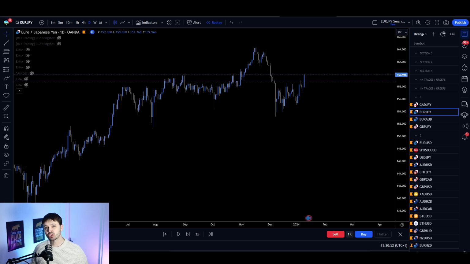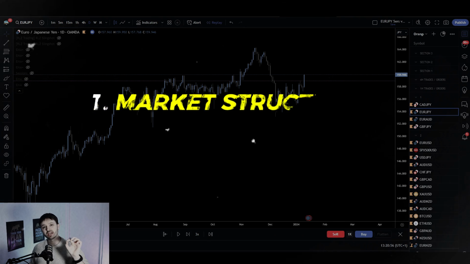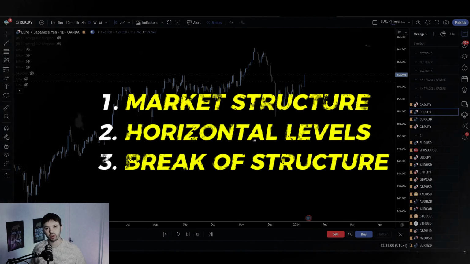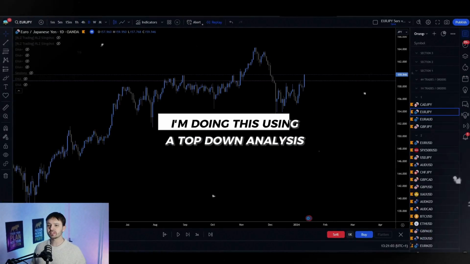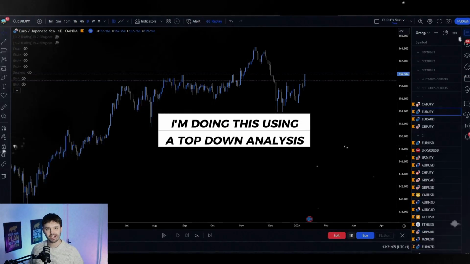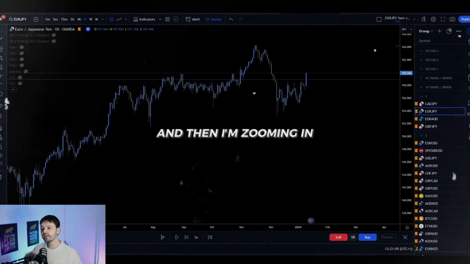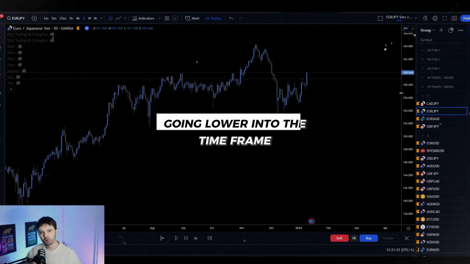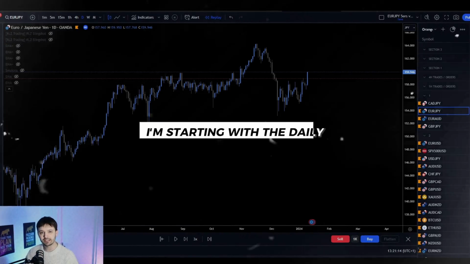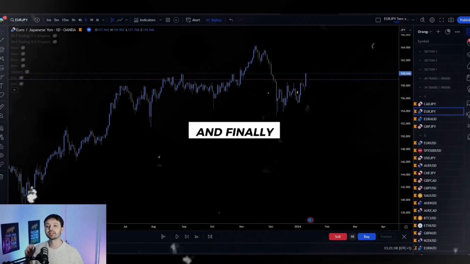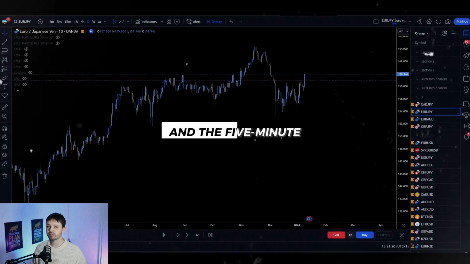The setup I'm about to show you is based on the core principles of technical analysis, which is market structure, horizontal levels, and then I'm looking at a break of structure. And I'm doing this using a top-down analysis. What that means is I'm looking at the higher time frames first, and then zooming in, going lower into the time frame. So I'm starting with the daily, then going into the 4-hour, then the 1 hour, and finally the 15-minute and the 5-minute.